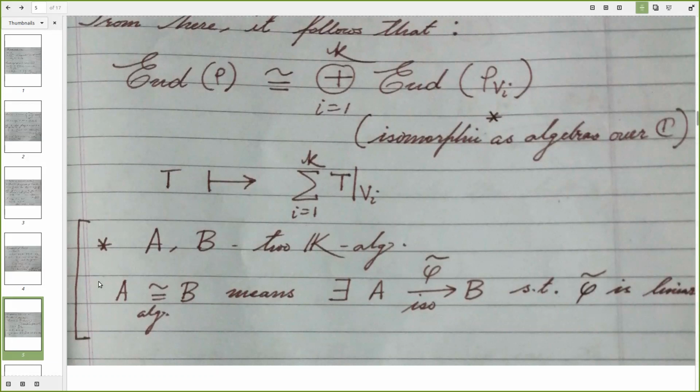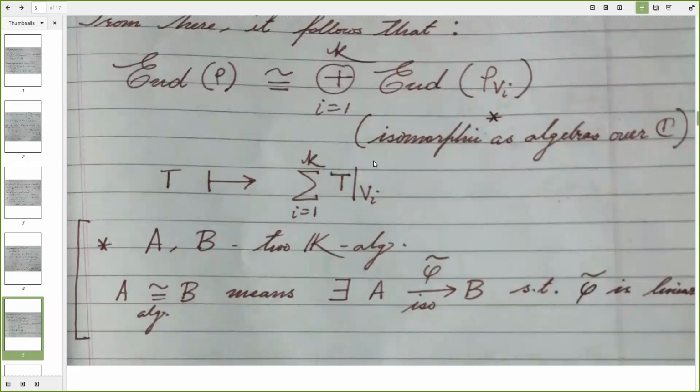So again, let me repeat. I will say two algebras A and B over K are isomorphic if there is a bijective map which is a ring homomorphism, and as well a linear isomorphism. Okay, so thus we can see that T goes to this, that we restrict T on each and every Vi.